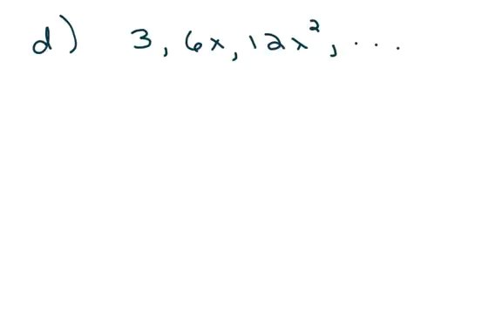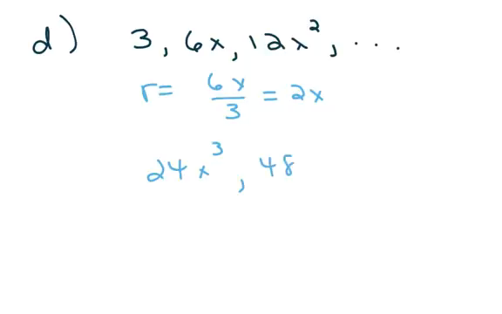In D, the sequence is 3, 6x, 12x squared, and so on. So the common ratio is 6x over 3, which is 2x. So if I multiply each consecutive term by 2x, the next term in the sequence is going to be 24x to the third. The next one's going to be 48x to the fourth. And the next one's going to be 96x to the fifth.